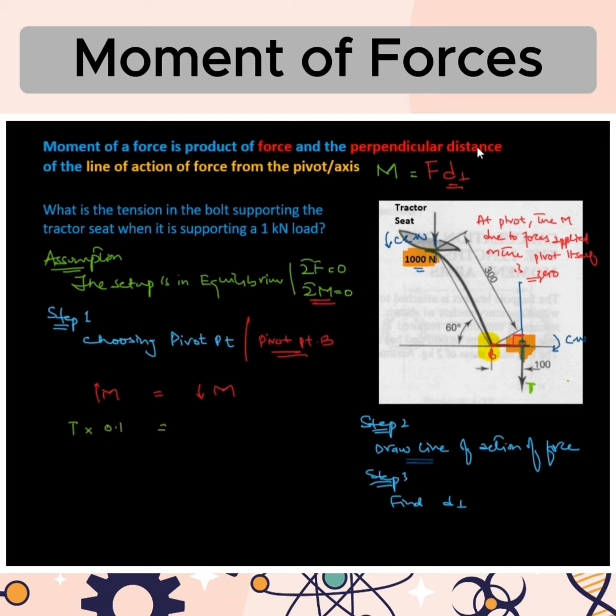For the 1000 Newton force, let's extend the line of action of force once again. Here, a number of students mistakenly use 300 millimeter as the perpendicular distance, which we can see very clearly is not perpendicular to the line of action of force. However, the perpendicular distance can be found pretty easily by simply multiplying cos of 60 with 0.3. So the right hand side of the equation becomes 1000 multiplied by 0.3 times cos of 60. From there on, solving for T, we get the tension in the bolt to be 1500 Newton. And that's it.